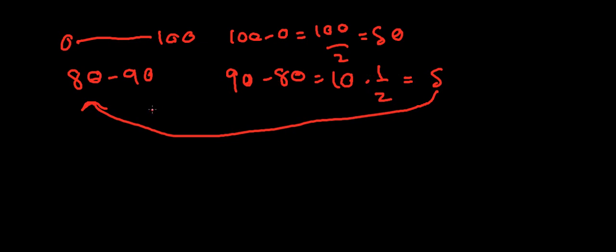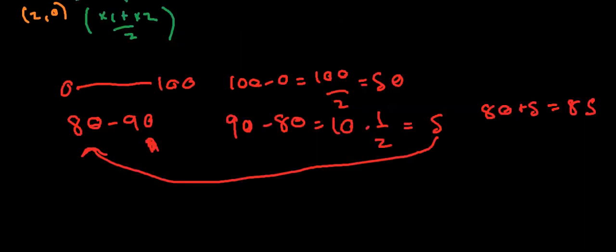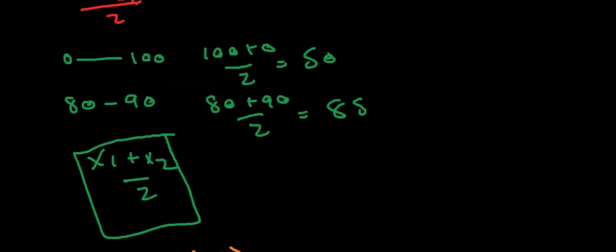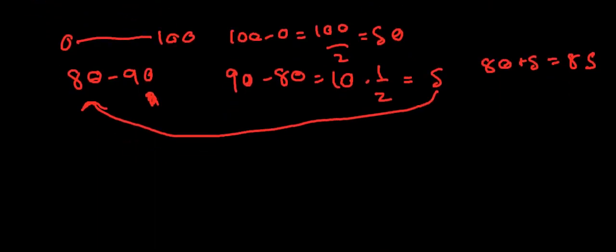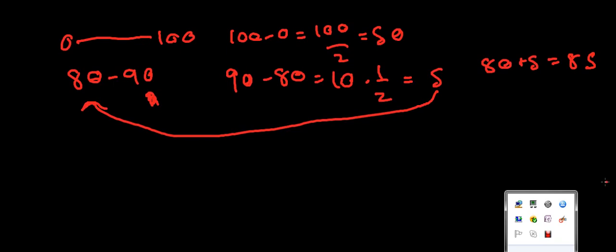Or I could subtract it from the bigger one, but I'm just going to do the addition. So 80 plus 5 is equal to 85. And that's the same thing we got up here when we just did the average. So look, 80 plus 90 divided by 2 is equal to 85. So we could write this in the general form.